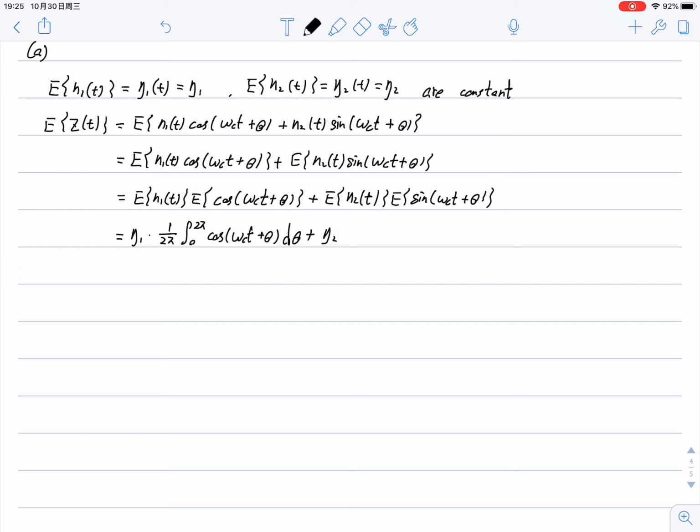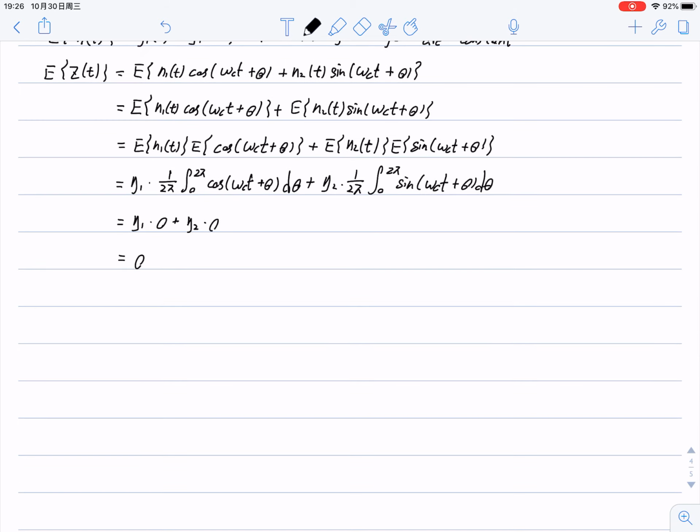and the same for η2, it's the integral of sine. And we know that the integral of cosine and sine over its period is 0. So it equals η1 times 0 plus η2 times 0. The final answer is 0.